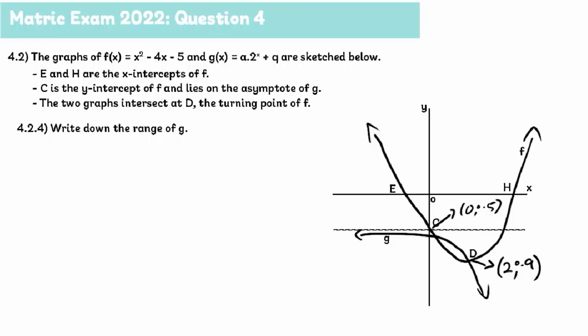Question 4.2.4. Write down the range of g. So from the graph, we can see y is an element of, the minimum value will be negative infinity, and the maximum value will be minus 5.